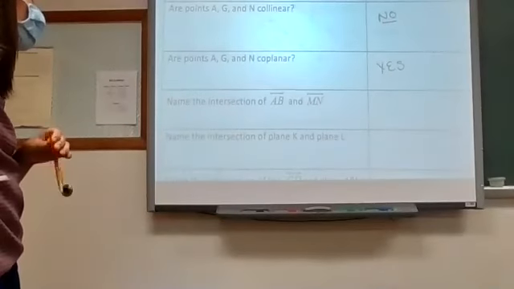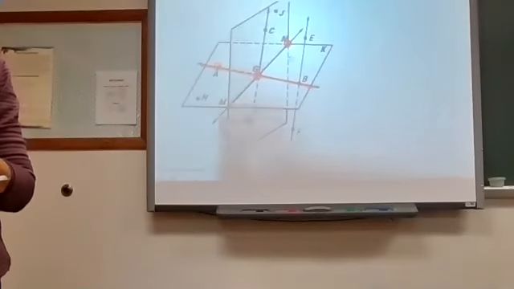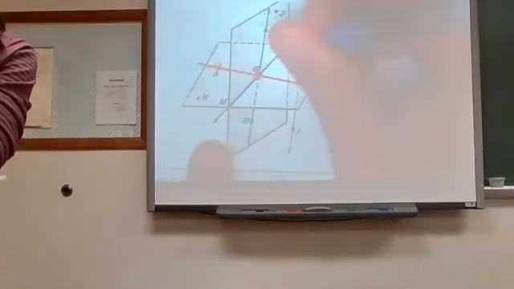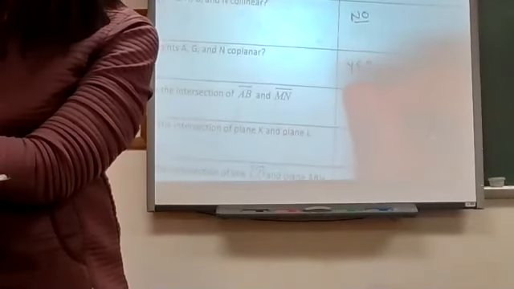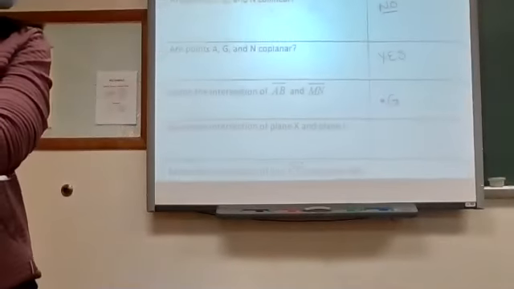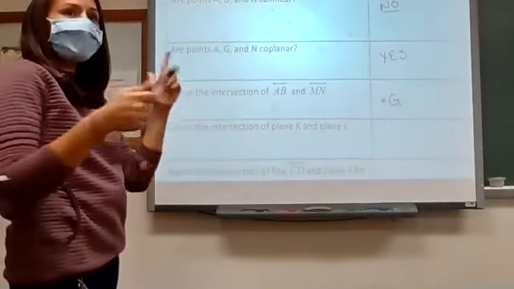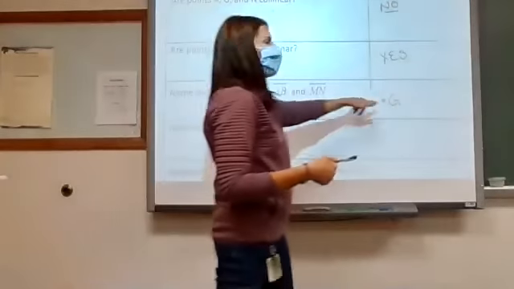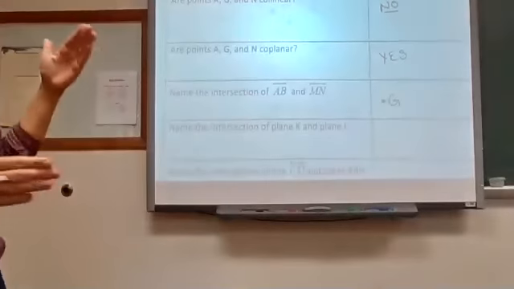Name the intersection of AB and MN. So going back up, AB I've already highlighted. MN is here. Where do those two lines intersect? G. And remember, when you're doing this homework, on that first page where we went through this, we know that two lines intersect at a point. So I know that my answer should be a point. It shouldn't be a segment or line or ray. The answer to an intersection of two lines should be a point.